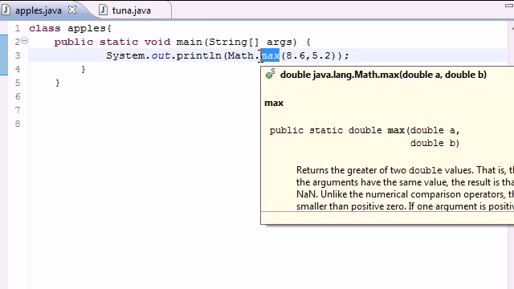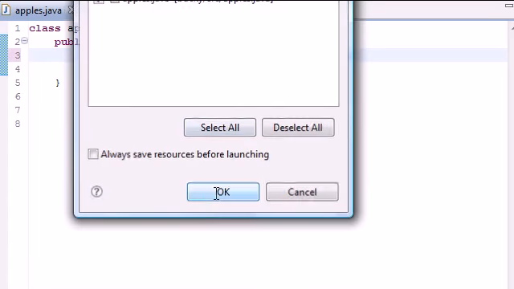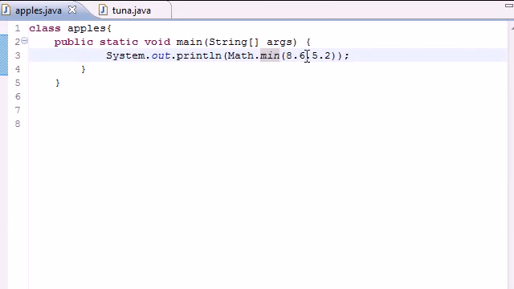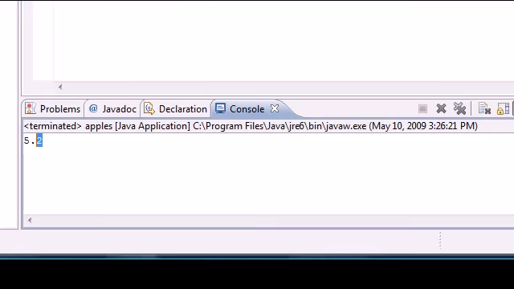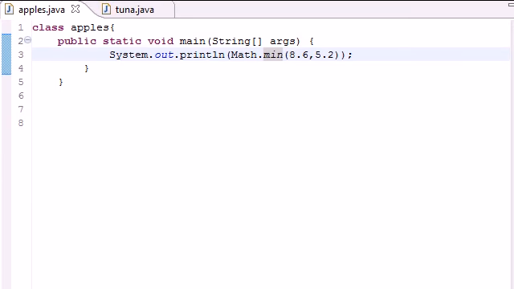And again, whenever you have a method like that, you also have the opposite, and this one is called min. What min does is take the lesser of the 2 numbers. So let's run this, and the lesser of 8.6 and 5.2 is 5.2, right down there. So now we learned absolute value, ceil, floor, max, min.